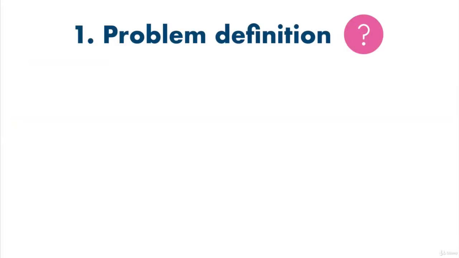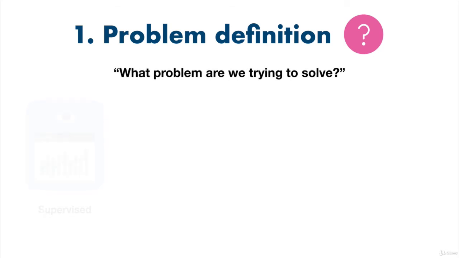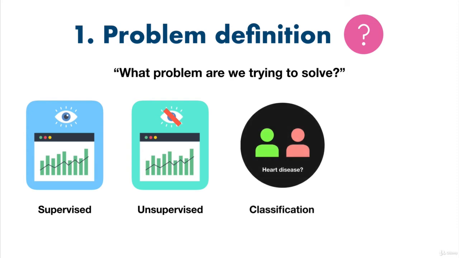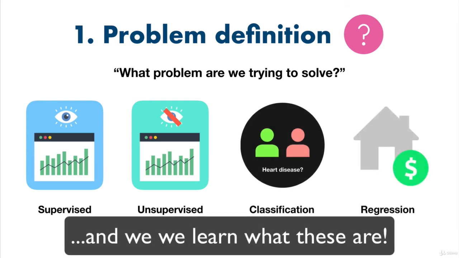Step 1 is problem definition. Since we'll be focused on code first, practical solutions, it's important to define what problem we're trying to solve. Is it a supervised or unsupervised learning problem? Is it a classification or regression problem? Don't worry, we'll see how to figure these out in the next few lectures.